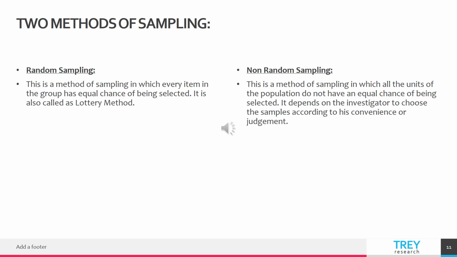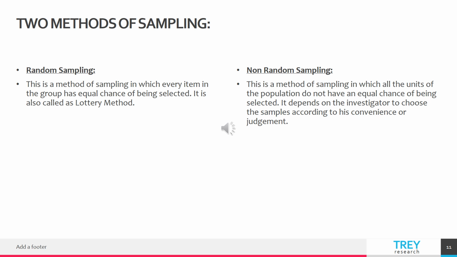Here we have two methods of sampling. Random sampling means it is a method of sampling in which every item in the group has equal chance of being selected. It is also called a lottery method. So all the slips or the names of the people are kept in a box and then the names are taken out. So every sample has an equal chance of being selected.